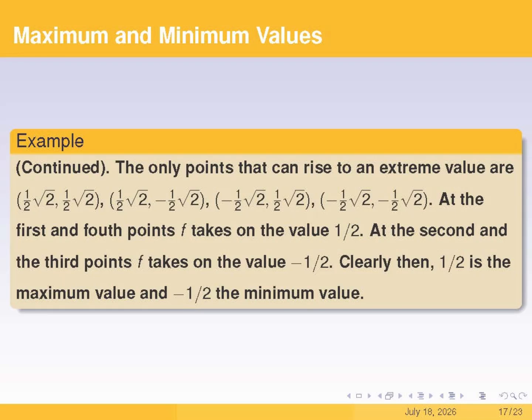Now, if you look at the first and fourth points, their function values both come out to 1/2. On the other hand, the second and third points both give us a function value of -1/2. So, we can conclude that the maximum value is 1/2 and the minimum value is -1/2.